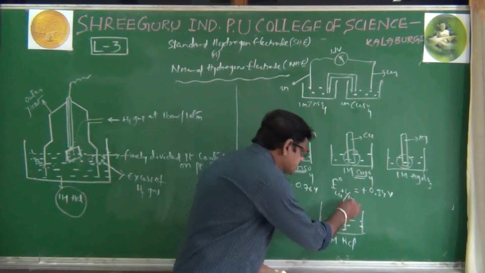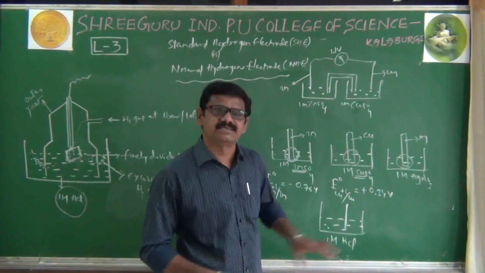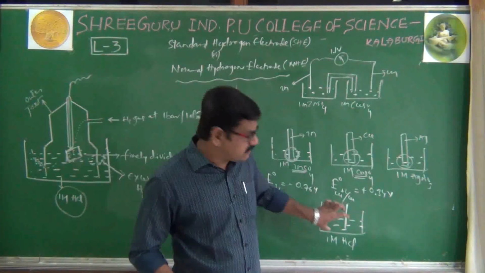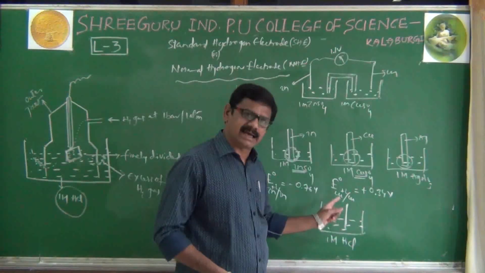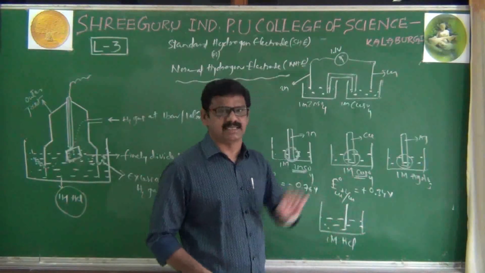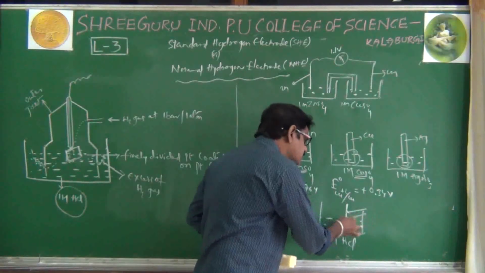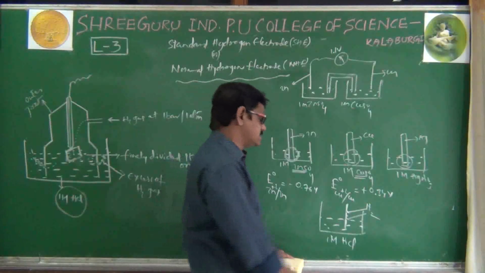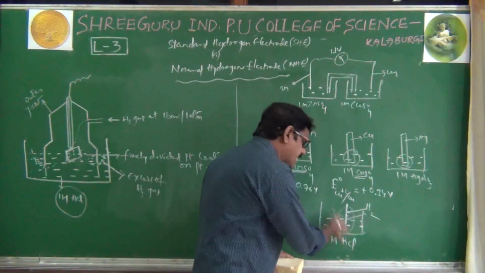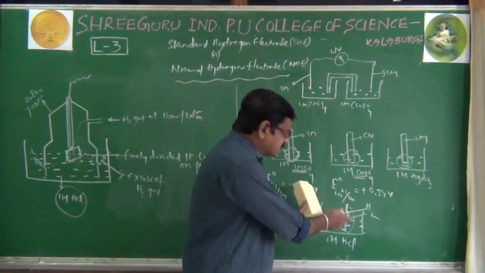If a platinum rod is simply dipped in HCl solution, of course it is not considered a standard hydrogen electrode. Why is it not considered a standard hydrogen electrode? Because there is no contact between hydrogen gas and HCl. Now what we have to do is pass hydrogen gas over this platinum rod. Then only does it act as a hydrogen electrode. And that is the clear explanation.